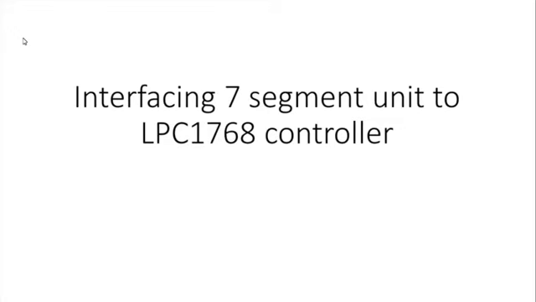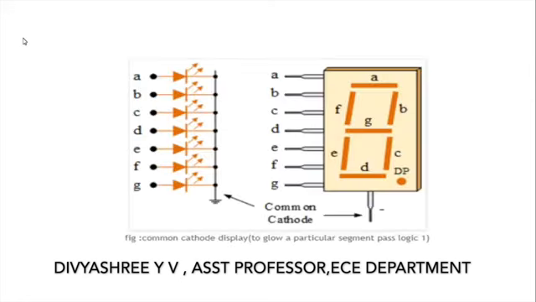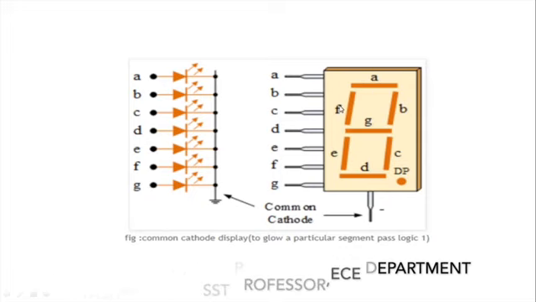In this class we are going to explain how we are interfacing a 7-segment unit to the LPC1768 controller. This is how a 7-segment display unit looks like. It has 7 LEDs named A, B, C, D, E, F, G with a decimal point.